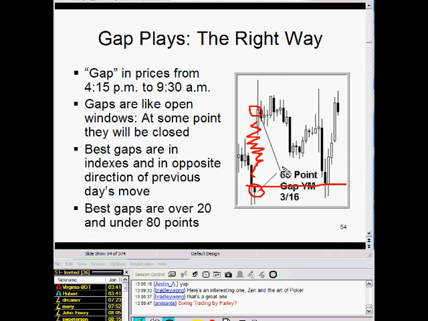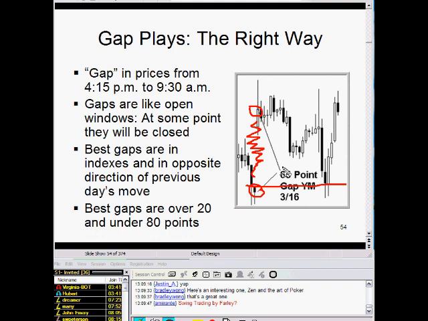That's really important, because first of all, the gap is a high probability setup. Secondly, we're going to show you some tools that can give you an edge when playing gaps. And third, we also look at some tools to show when the gaps are most likely not to fill and how to take advantage of that as well. All of these put edges in our favor, making the gap the highest probability trade that we do.